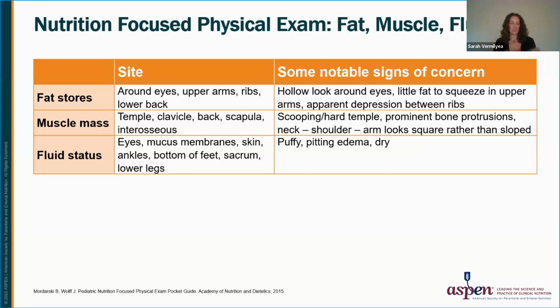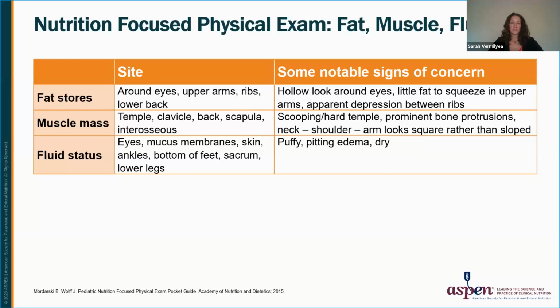So this is a combination of some aspects of this reference that's listed down here. In the reference, it's more specific. You see this is your sign of concern. I'm just kind of giving an example. So some of the sites that you're looking at for fat stores is around the eyes and the upper arms, the ribs, and the lower back.